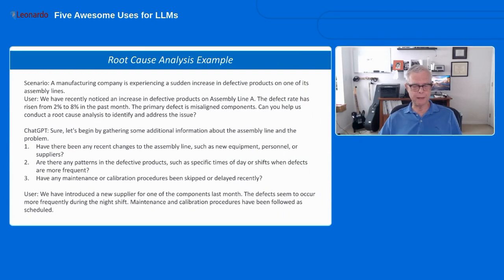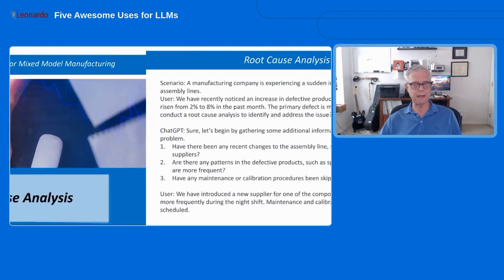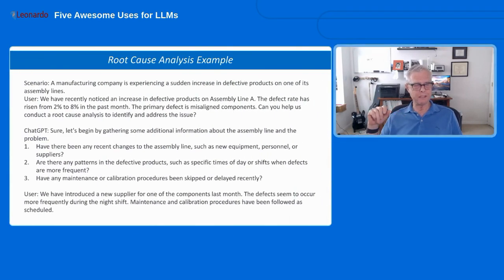Some other uses are related to process improvement or root cause analysis. This is an actual script that I wrote with a root cause analysis example. Again, you may have trouble reading this on your screen, but basically this is what I typed into ChatGPT. I said, a manufacturing company is experiencing an increase in defective products on one of its assembly lines. We've noticed an increase in defective products on assembly line A. The defect rate has risen from 2% to 8% in the past month. The primary defect is misaligned components. Can you help us conduct a root cause analysis to identify and address the issue?